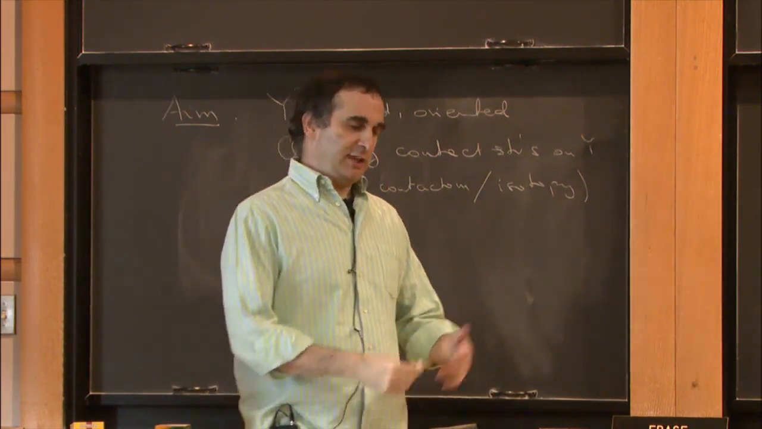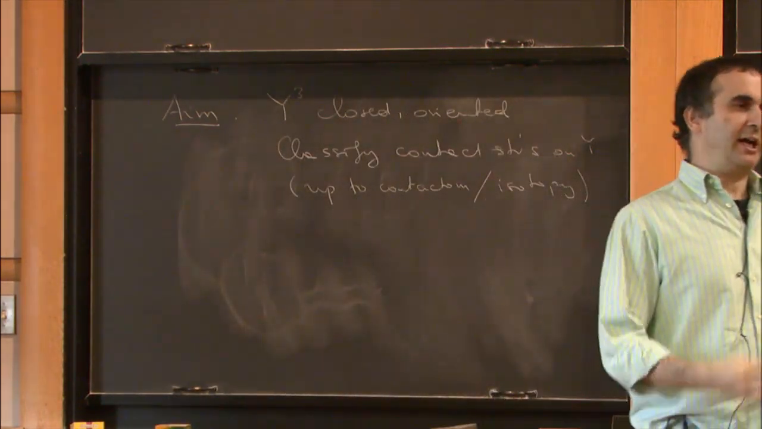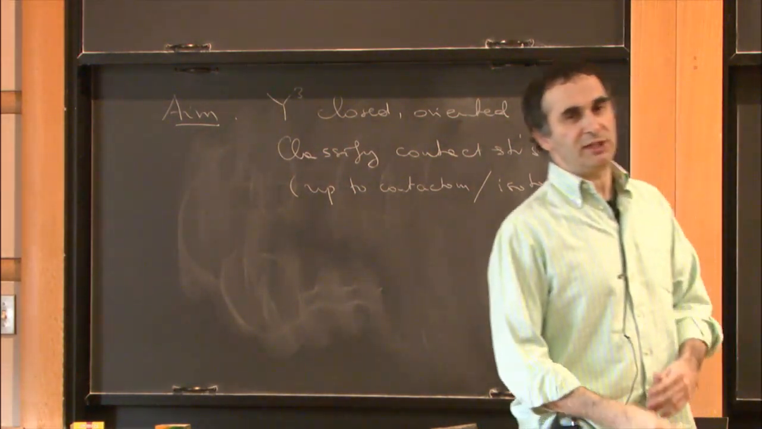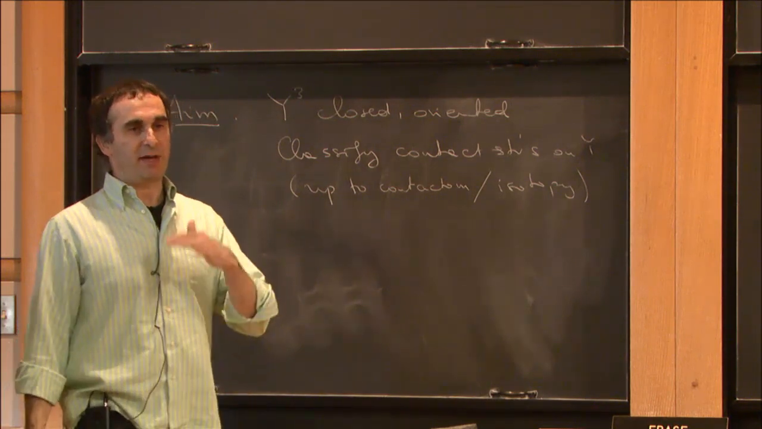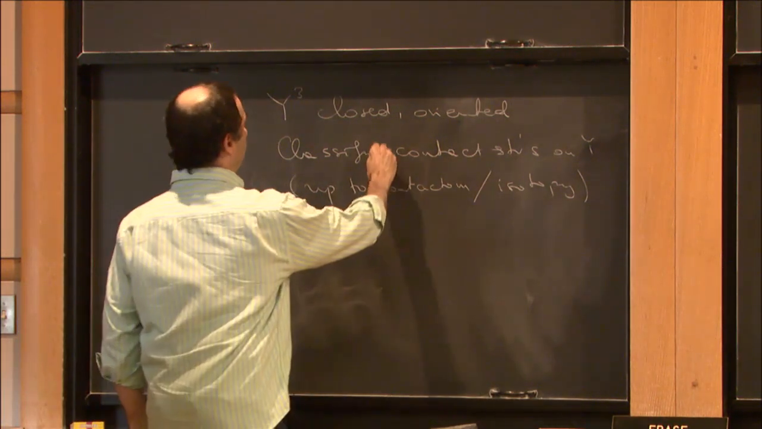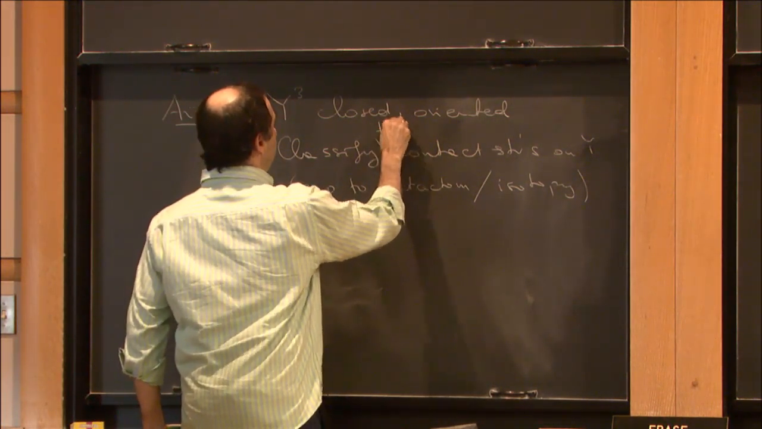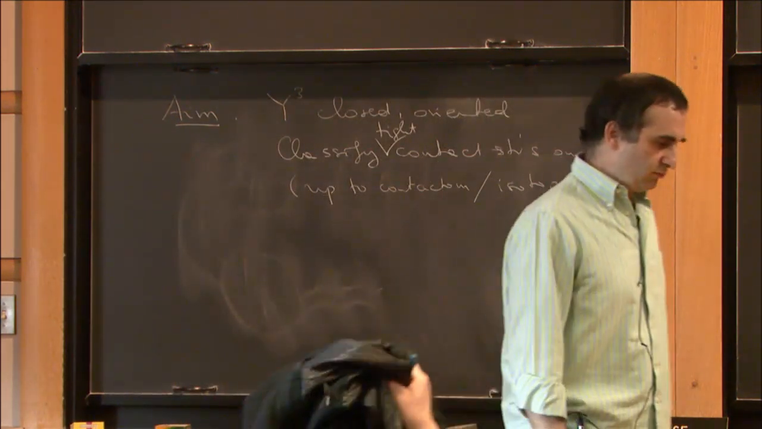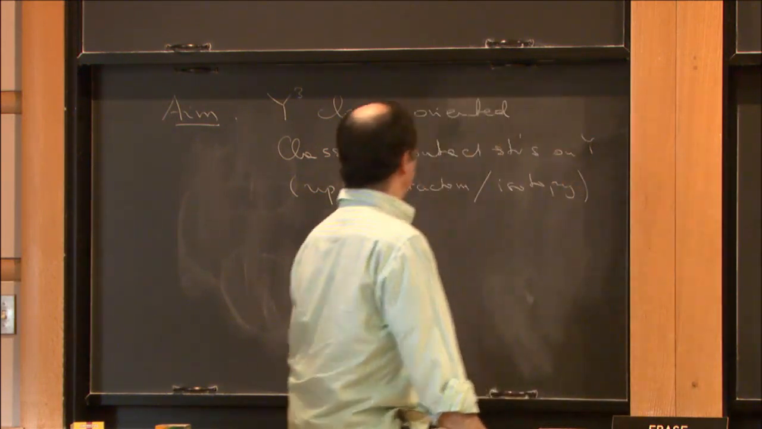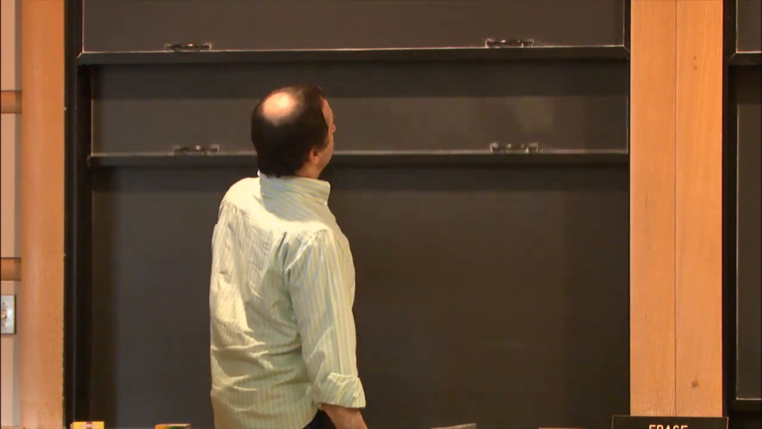And of course, as we already heard this week, contact structures are not created equal. There are tight and overtwisted ones, and the overtwisted are already classified by their homotopy theory. So we just take the assumption that we are only concerned about tight structures. And there are a few simplifying assumptions we can make on Y.